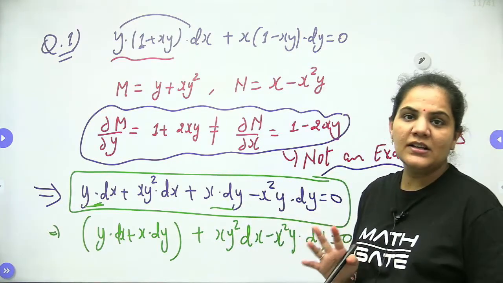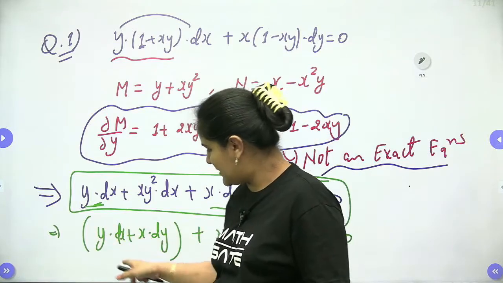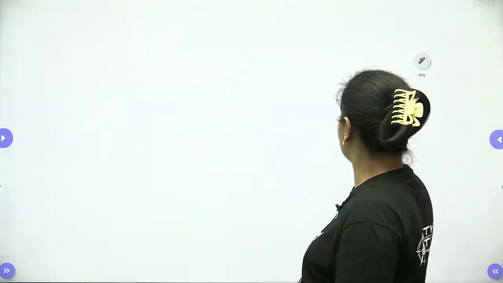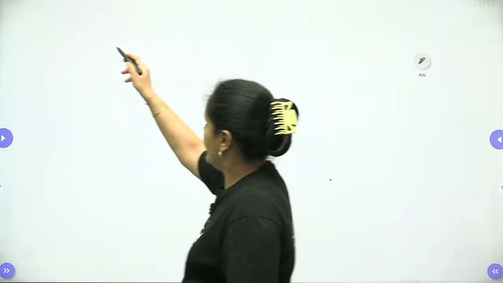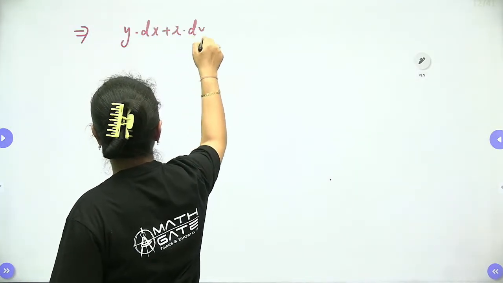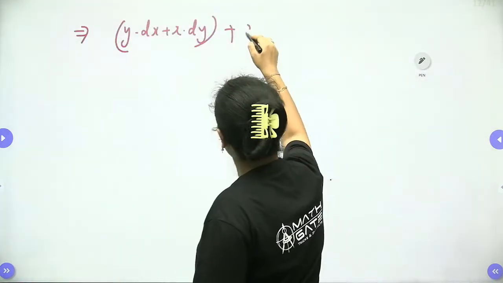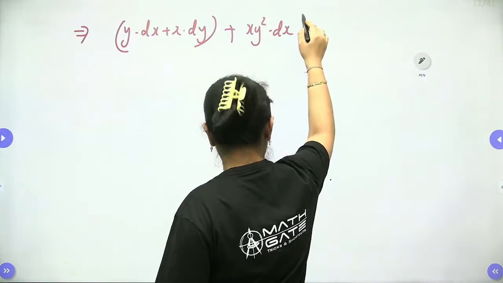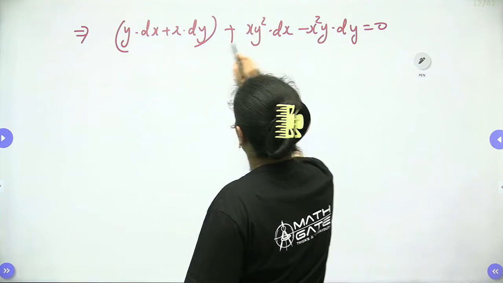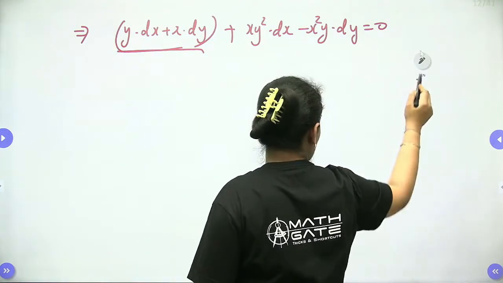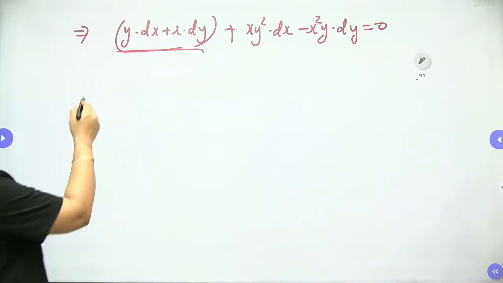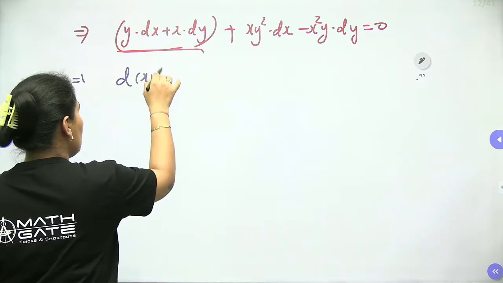So something we are getting is y dx + x dy. This is nothing but the first form which we learned. This is nothing but the differentiation of xy only, exactly, my dear students. So we can write y dx + x dy, plus xy² dx minus x²y dy, is equal to 0. At the place of y dx + x dy we can write d(xy). Now what about the rest?